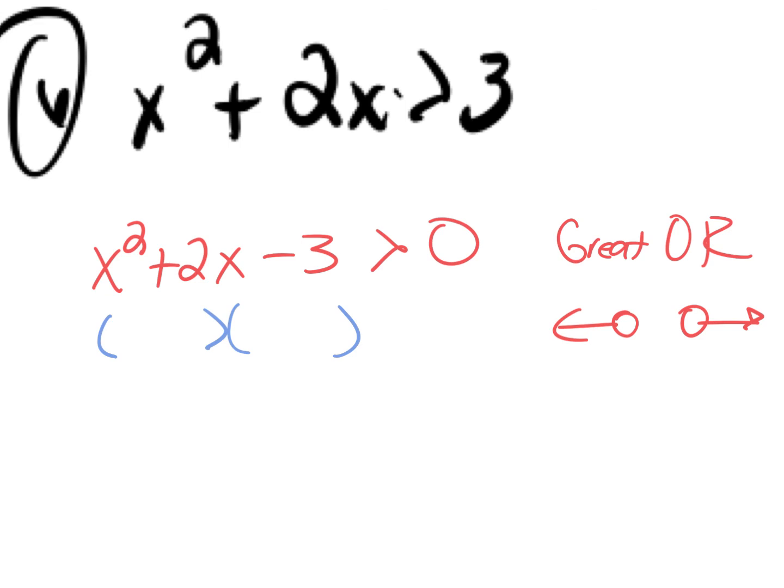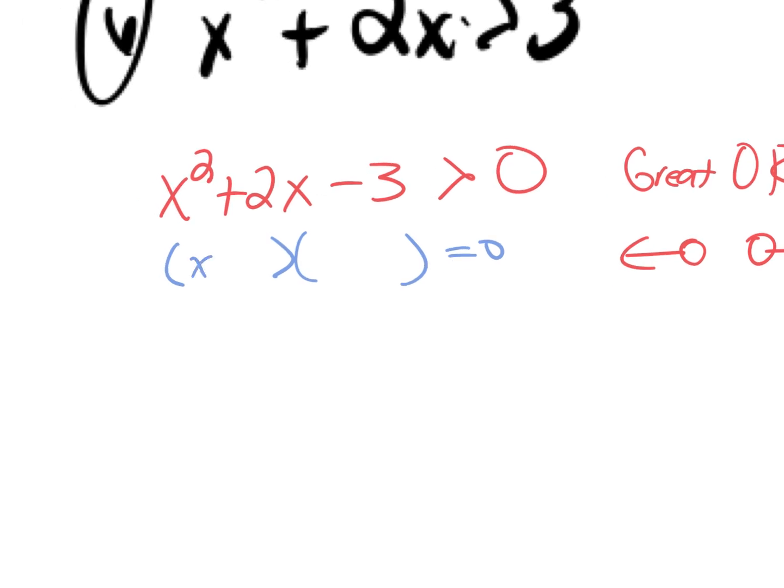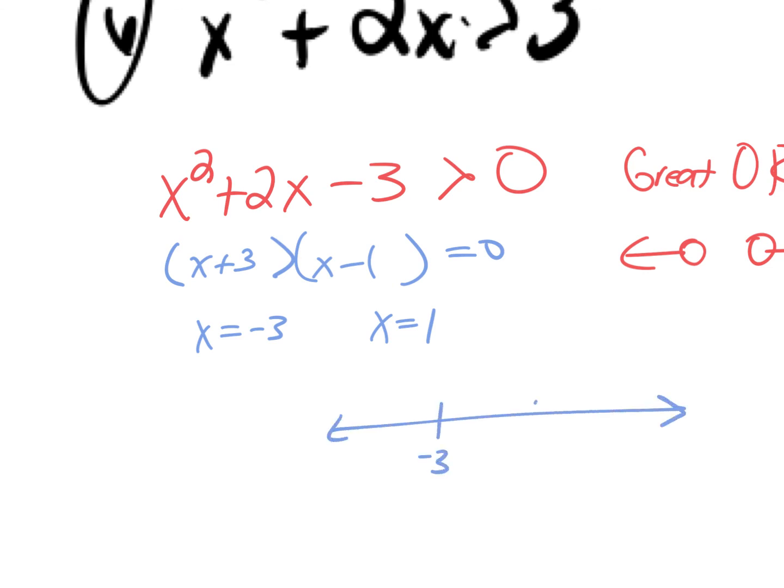I need to factor. What are the factors of -3 that'll multiply to give me -3, but add to give me 2? Yep. X plus 3 and x minus 1. So I have test boundary lines at x equals -3 and x equals 1. -3, 0, and 1. What kind of dots? Open and open. And it's greater. So which way should I go? Outsides.